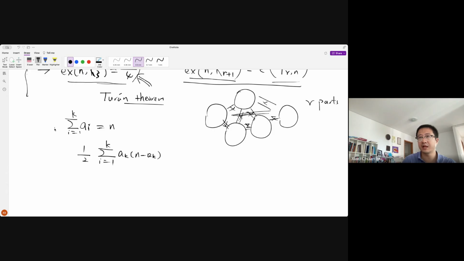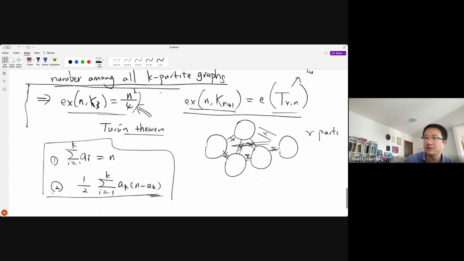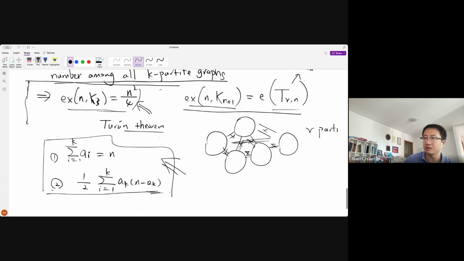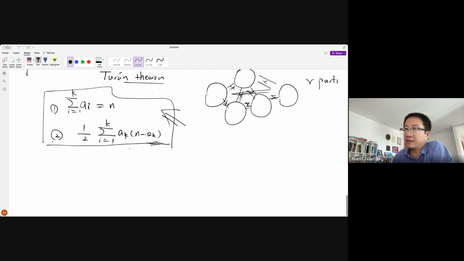Okay, so let's put them together. I'll ask, what choices of a1 until ak make this sum the maximum? What choice of a1 until ak will maximize this expression? So the answer is exactly they are roughly equal. Okay, so to prove this claim here, you need to solve this problem. Okay, so I will not do this. It's not so hard because you have to study this kind of expression.